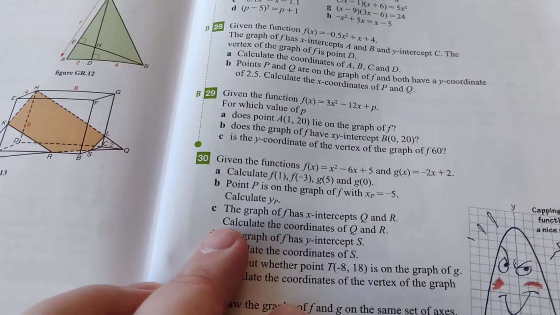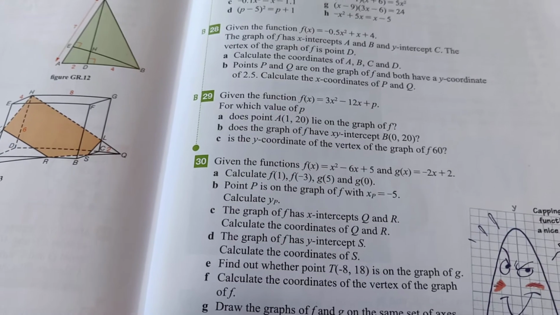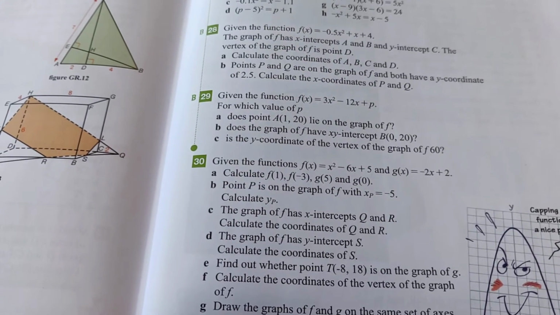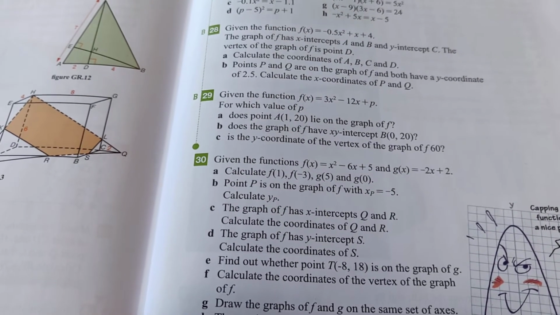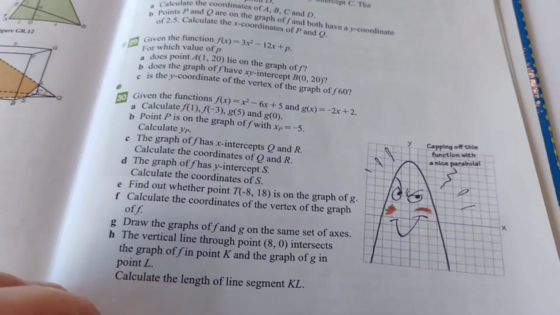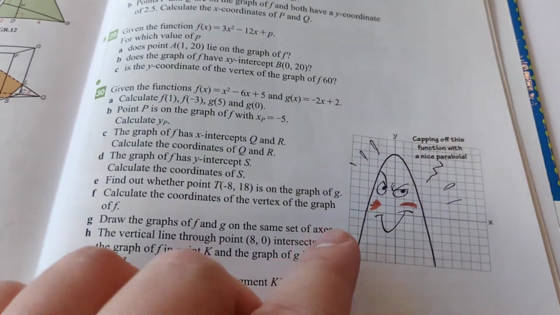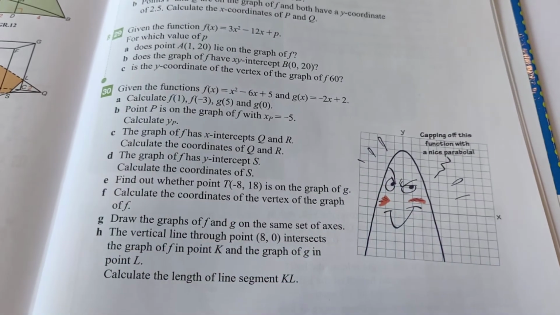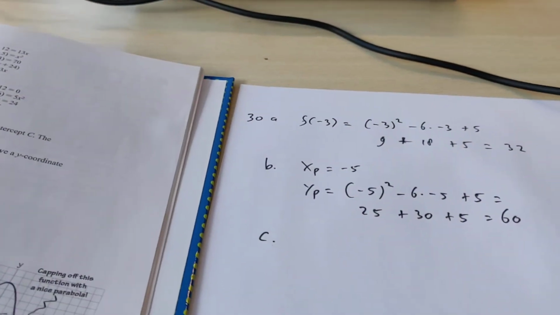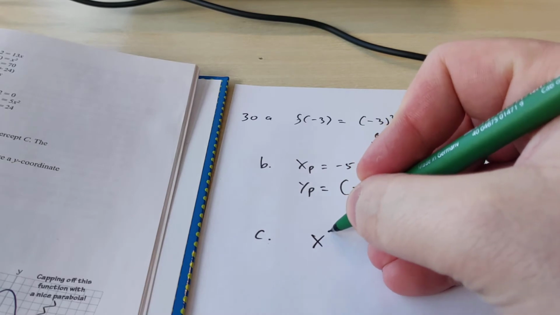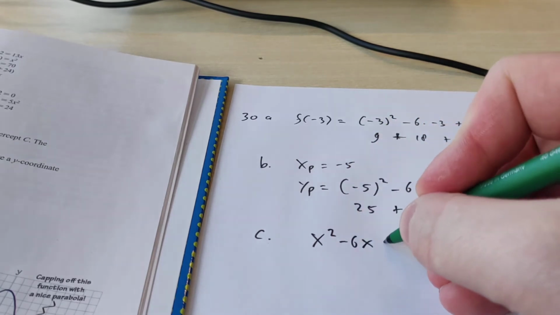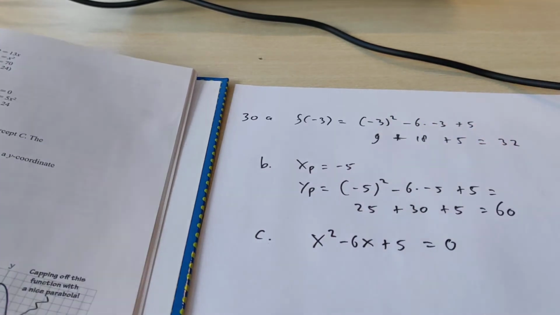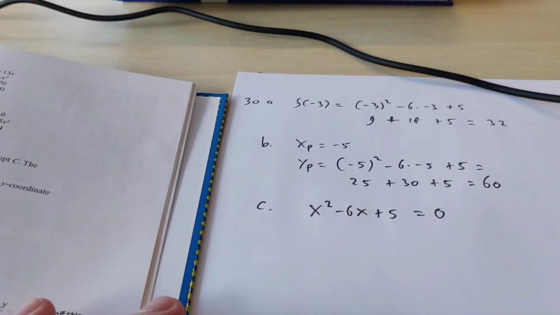Now we're going to go to 30C. It says that the graph of f has x-intercepts Q and R. Calculate the coordinates of Q and R. Okay, so what you should know is, if you talk about the x-intercepts, then you know that the y is 0 because the points are on the x-axis. So what we need to do is write down the formula, which is x² - 6x + 5, and then we need to say that it equals 0. Then we need to solve that equation.